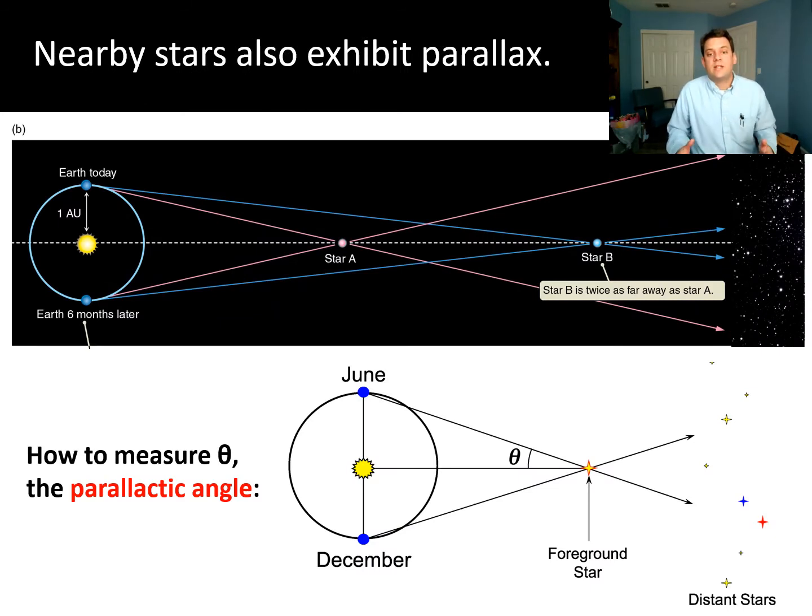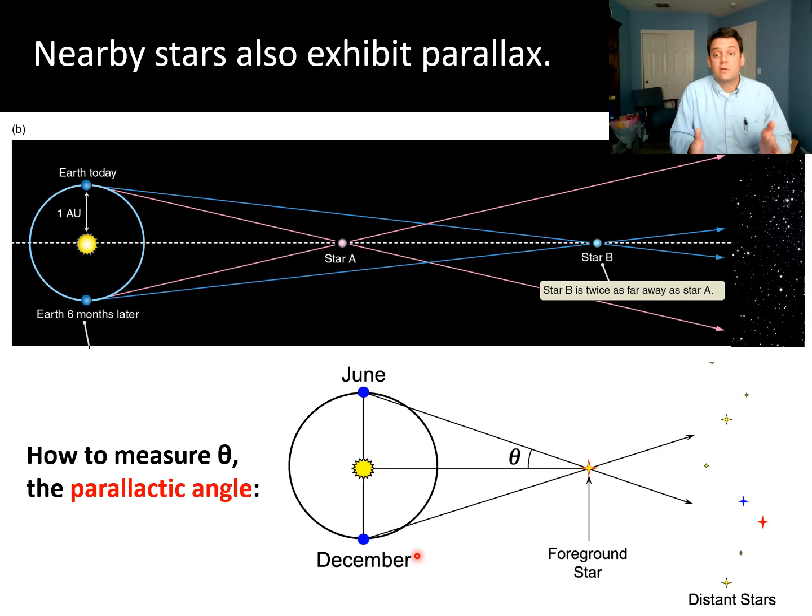So now that we understand the concept of parallax, let's get a little bit more detailed and think about how we actually measure the angle theta here, which is known as the parallactic angle. So this is the basic setup. We're going to make 2 observations of the same star. We've labeled this star a foreground star to distinguish it from the distant background stars. Remember, these distant background stars are so far away that they don't exhibit any measurable parallax. So from our vantage point, they appear just fixed in the sky, whereas this foreground star is near enough that it does exhibit some measurable parallax.